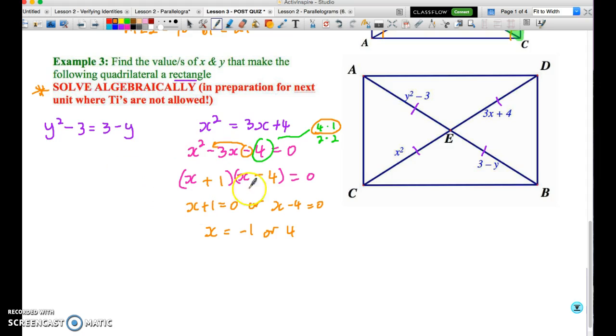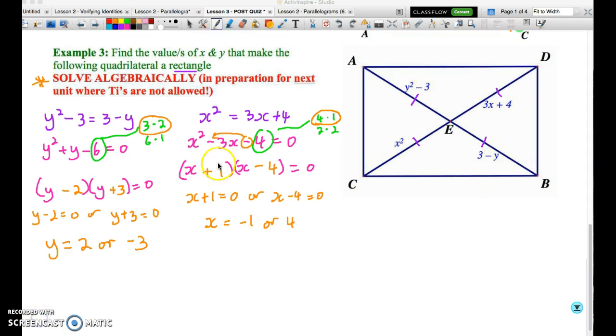Okay, and so I'm going to take you through the exact same process, this time solving for y, and I'm going to do that off camera. Okay, and so you can see I've moved all the terms to the left-hand side, factored my trinomial, and I have solutions of 2 or minus 3.